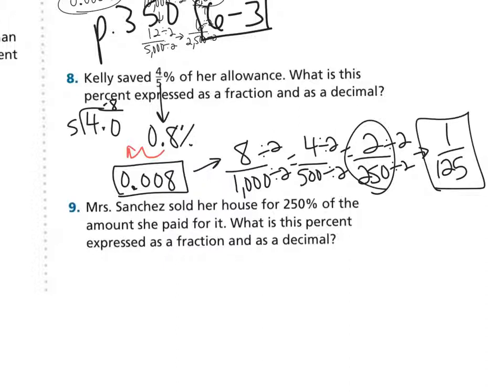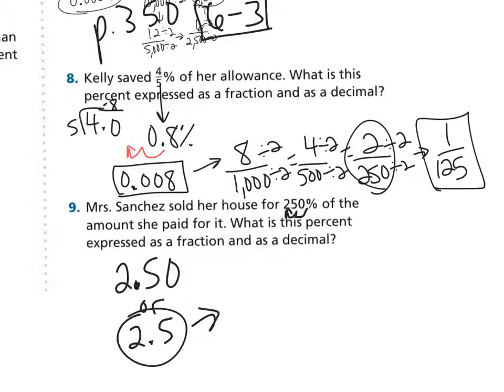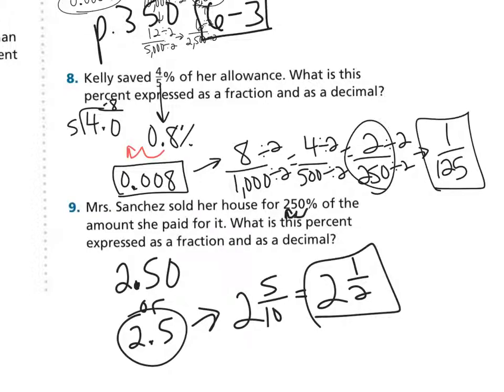And then number 9, just to get practice with one more big percent, we have 250%. If you wanted to just move that decimal 2 places to the left, it would be 2 and 50 hundredths, or you could knock the 0 off at the end and make that 2 and 5 tenths. If you make it 2 and 5/10, we could write that as 2 5/10, and then that reduces to 2 1/2.